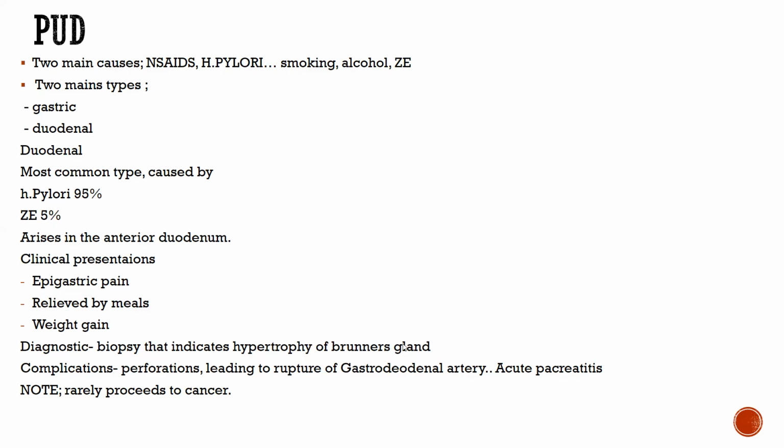Going to the diagnostics, the biopsy will indicate hypertrophy of the Brunner's gland. Okay, so the complication of duodenal ulcer is perforation. This one will lead to the rupture of the gastroduodenal artery, which we saw above. That's why I brought the blood supply, anatomy, and everything. So how does that present later on? Acute pancreatitis. But the good thing with this duodenal ulcer is that it doesn't proceed to cancer. That's the good bit of it. Plus, it's being relieved by meals.